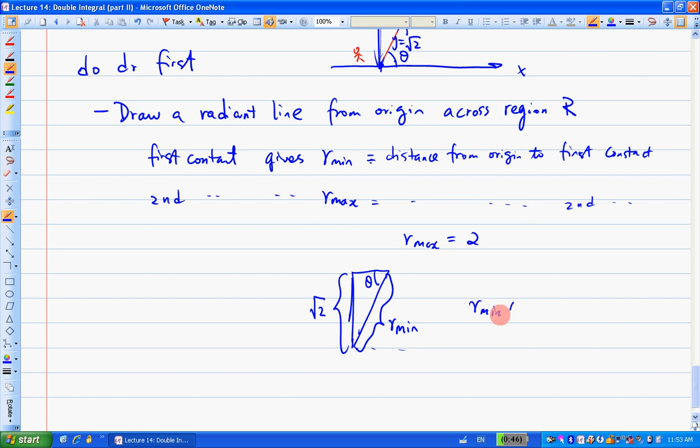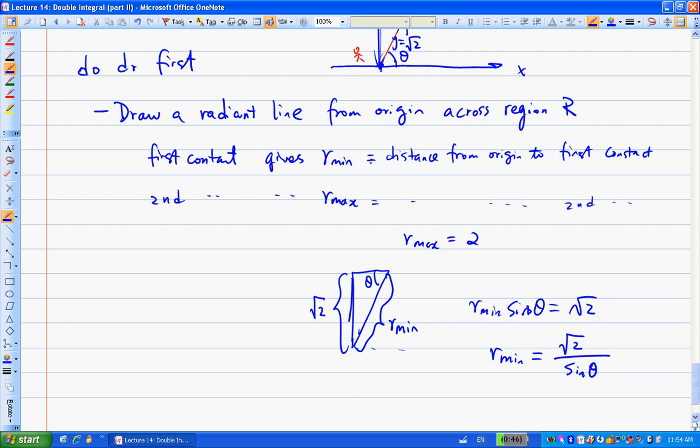R min equals what? Well, cos theta, or maybe sine theta. Okay, r min sine theta equals root 2. So which means r min equals root 2 over sine theta. Okay, so that basically is r min, right? R min is a function of theta, right?